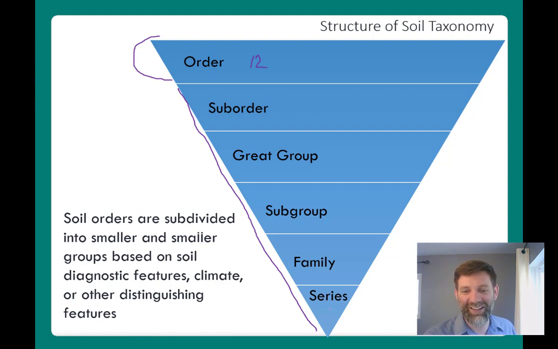By the time you get to series, there's something like 20,000 different series that have been described in the U.S. So more and more possibilities, but it's a more narrow, more focused definition. We're more specific as we work our way down. And these subdivisions are based on things like climate, distinguishing characteristics, diagnostic features, in some cases mineralogy. There are a lot of different things that we can use to get more and more specific and define a soil.